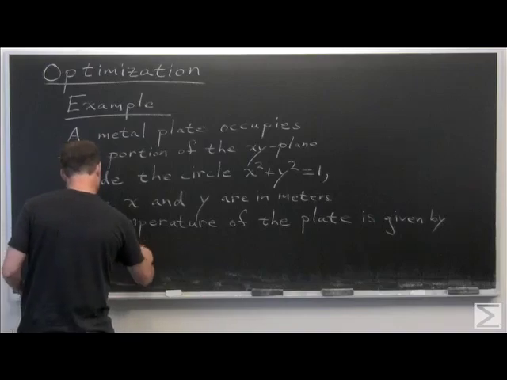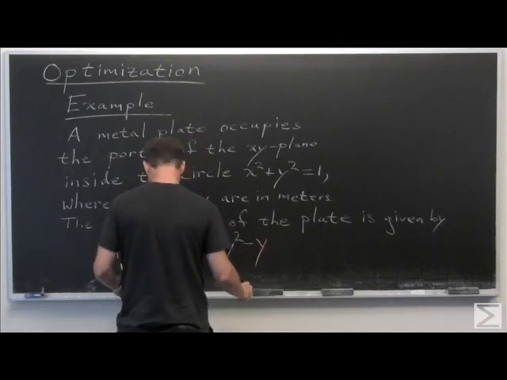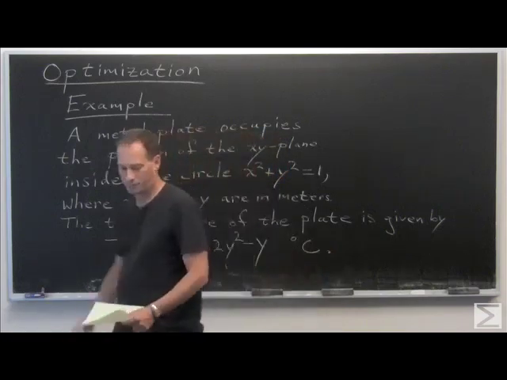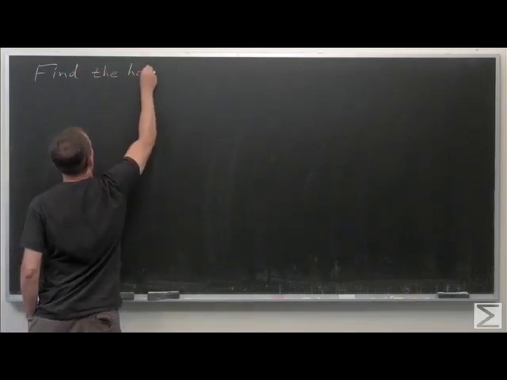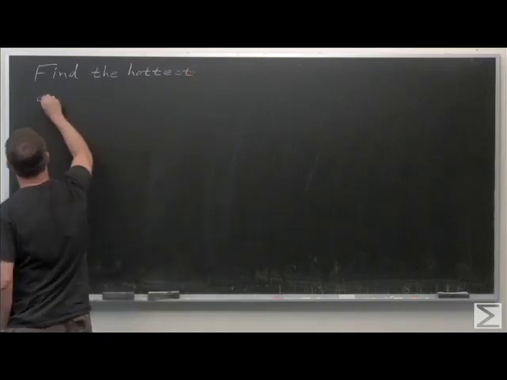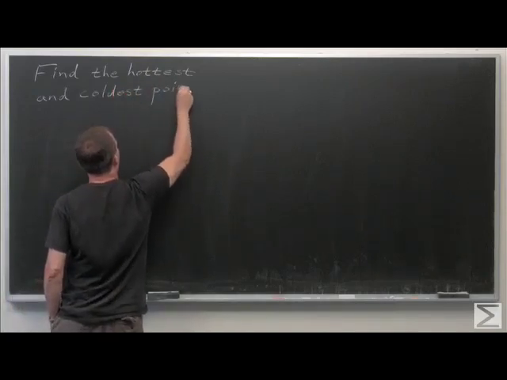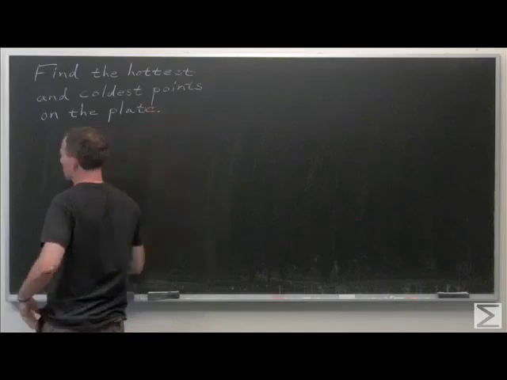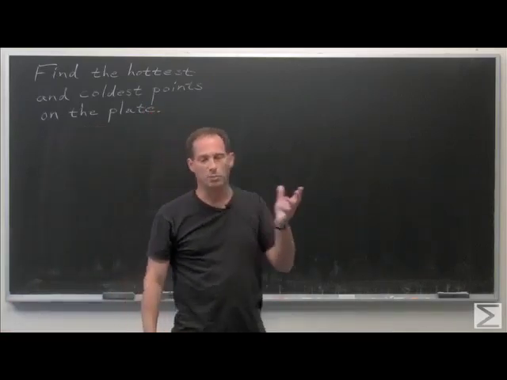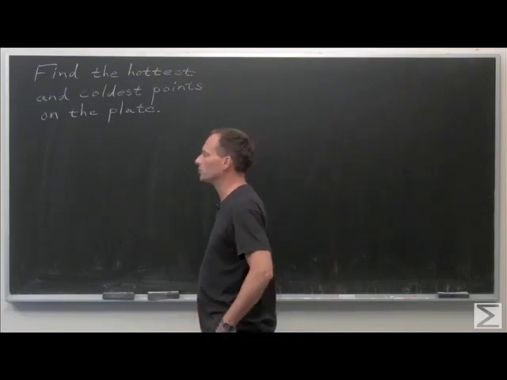T equals 2x squared plus 2y squared minus y degrees Celsius. And what do we want to do? We want to find the hottest and coldest places on the plate. In fact, I phrased it as though there's a unique point where the plate is the hottest and a unique point where it's the coldest, but the highest temperature could be attained at various points, and the lowest temperature could be attained at various points, but we'll see.